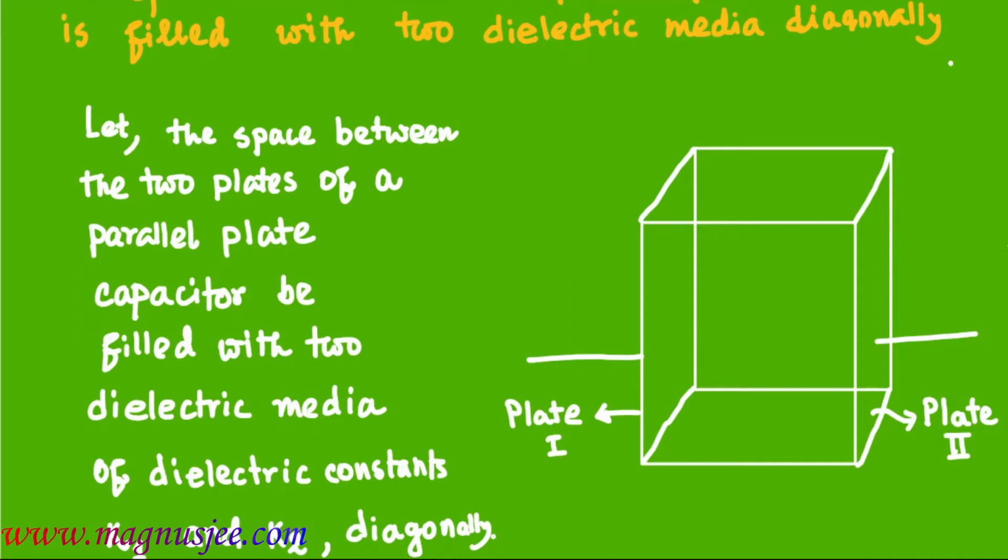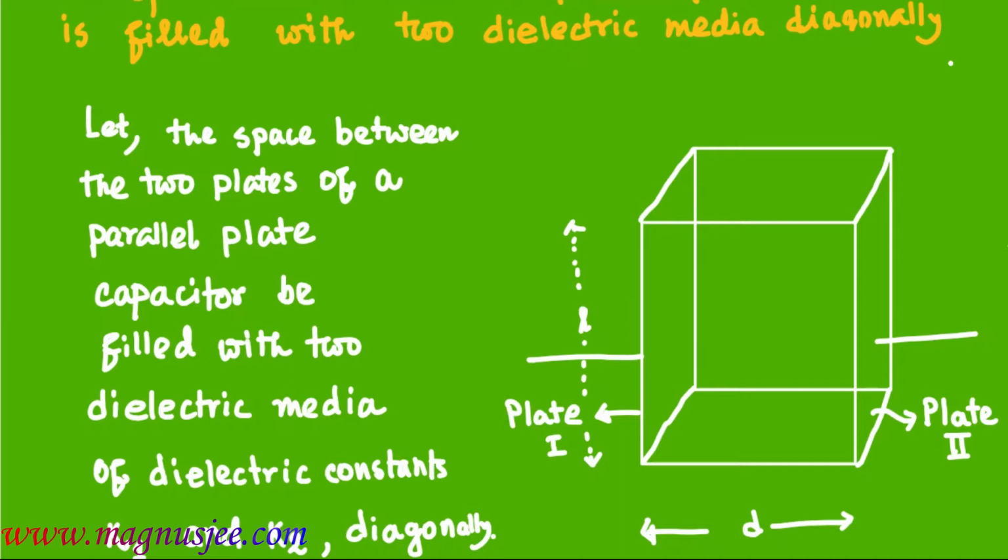Here d is the distance between the two parallel plates, plate 1 and plate 2, of the parallel plate capacitor, and the height of each metallic plate of the capacitor is L. L is the height of each metallic plate.